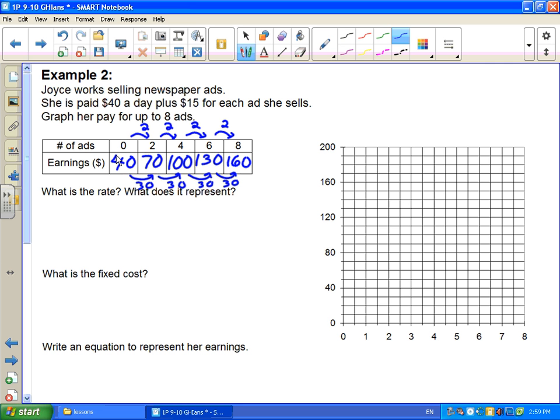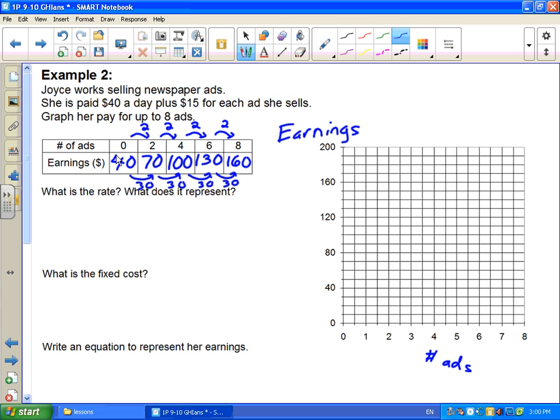What should go on the horizontal axis? Number of ads or earnings? What do we think? Absolutely. Number of ads. Because that is our independent variable, or it comes first in our table, and then earnings are going to go along the side here.